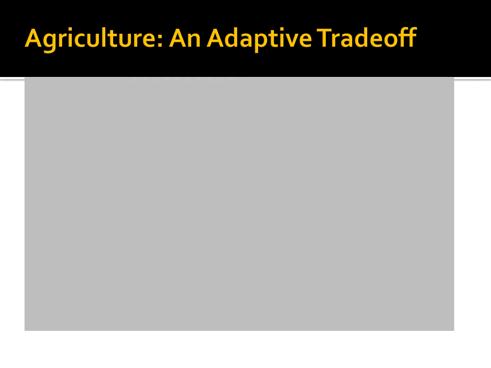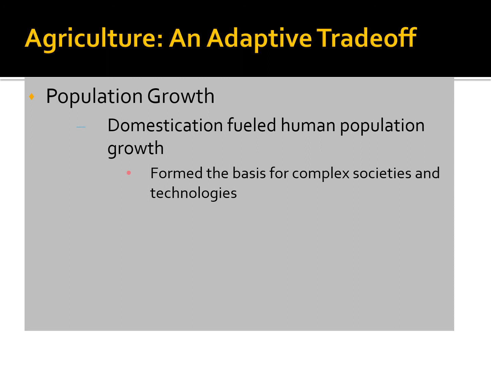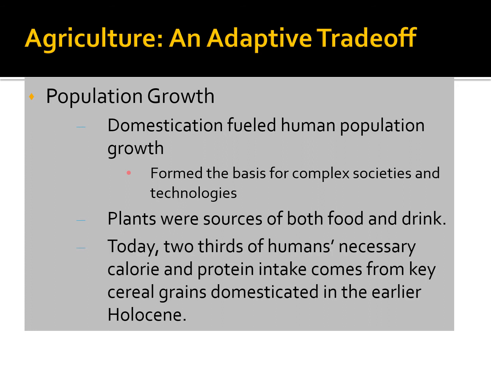So in essence, agriculture itself as a practice for humans is an adaptive trade-off, right? It allows population growth, right? So domestication fueled human population growth. It formed the basis for complex societies and technologies, and plants were used as both sources of food and drink, right? And we know that today two-thirds of humans' necessary calorie and protein intake comes from key cereal grains or their ancestors that were domesticated in that early Holocene period.